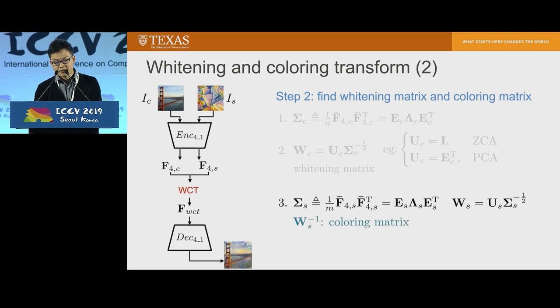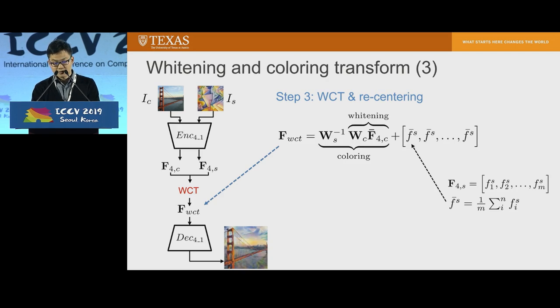All right, so similarly, we can define another whitening matrix WS from the covariance of the style feature maps. And the inverse of WS is the coloring matrix we want. So we can apply the whitening matrix and coloring matrix to the centralized content feature map, and then recenter it. The final feature after WCT, once decoded, is the stylized image we want. So again, why does this work?